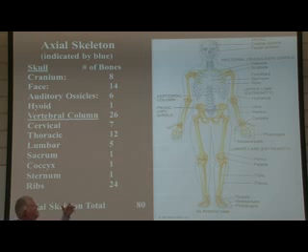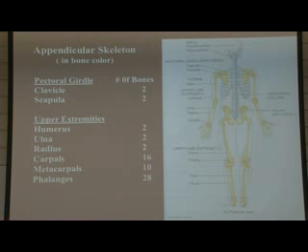And then when we look at the rest of the axial skeleton, then we have ribs. We have actually 12 pair, 24 ribs that all connect anterior to a sternum. So when we look at the axial skeleton, we have about 80 bones. But the good news is a lot of them are paired in the left and right sides. So they're not really 80 bones to learn.